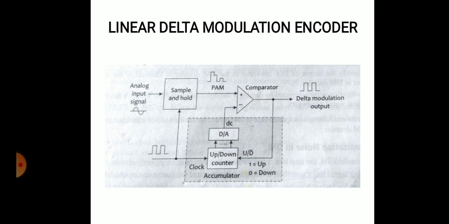So we can say that the analog input signal is first sampled and converted to a PAM signal through the sample and hold circuit. After that, it is compared with the output of the D2A converter, that is, the digital to analog converter.